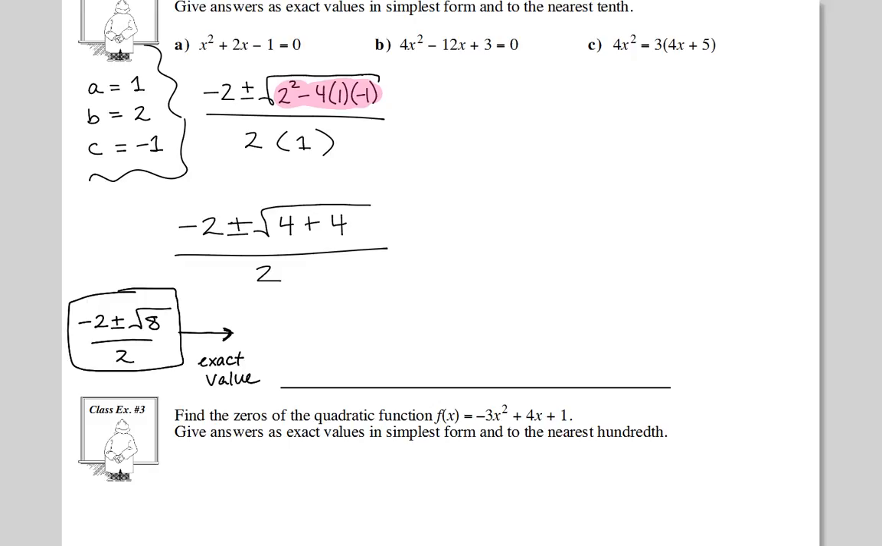Okay, right now it's in the exact value. It's just not in lowest terms. So what can we do with that radical? 8 is the same as, inside the radical, 8 is 4 times 2, so the 4 will come out as a 2. So that's how the √8 simplified.